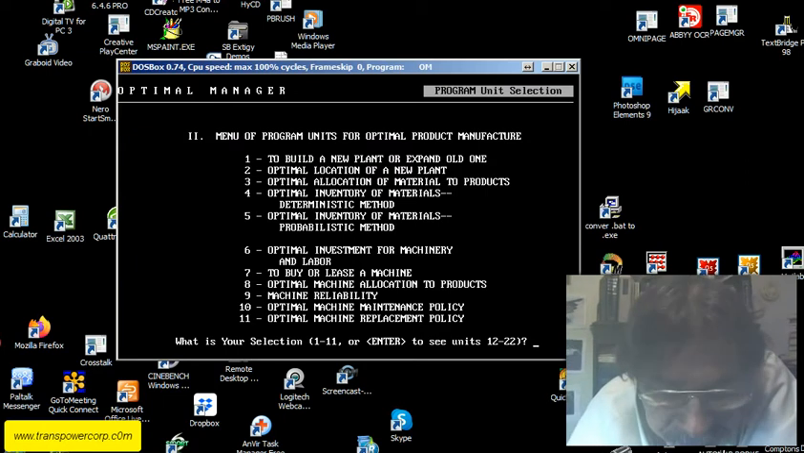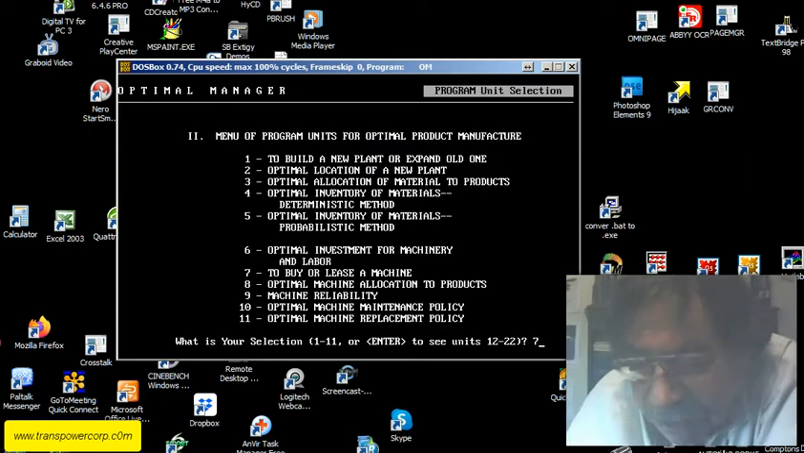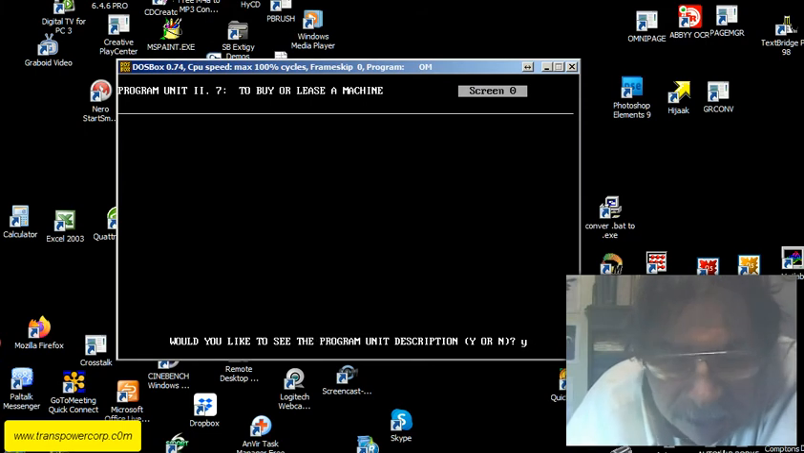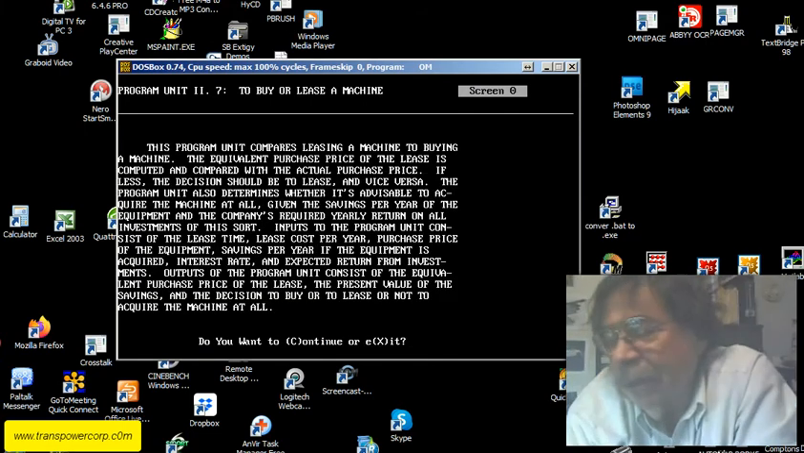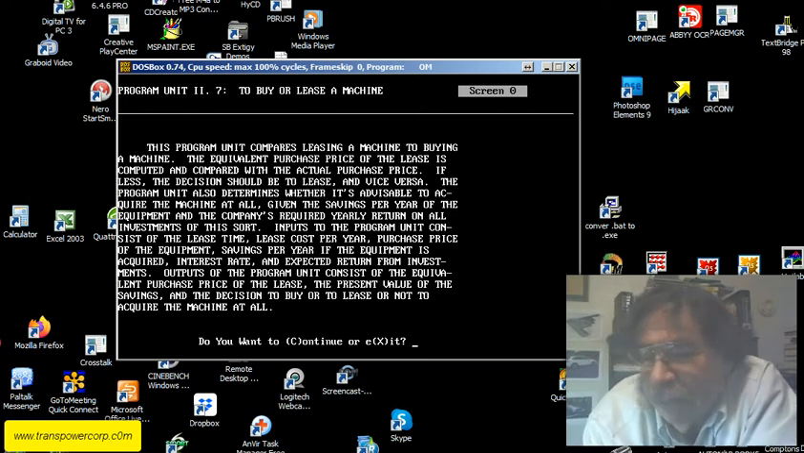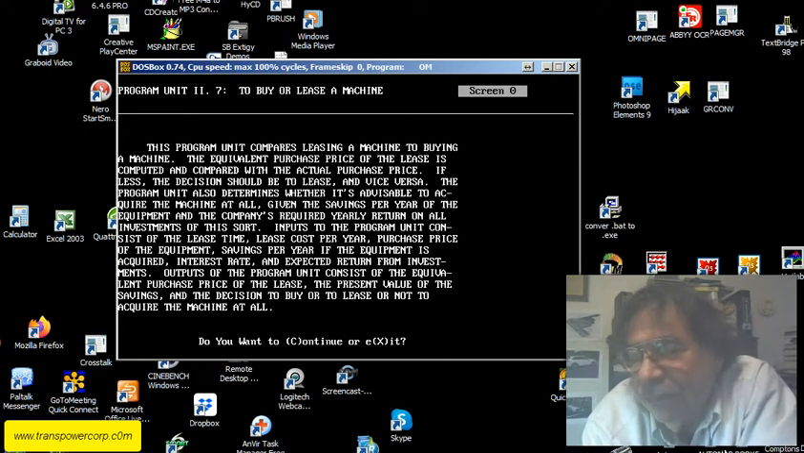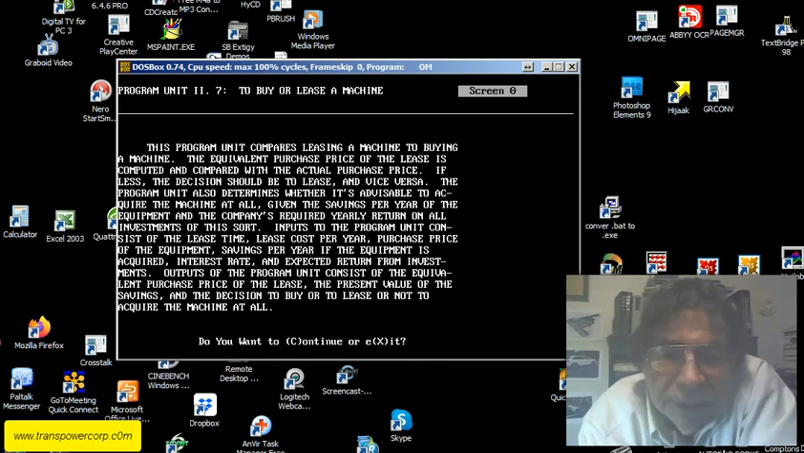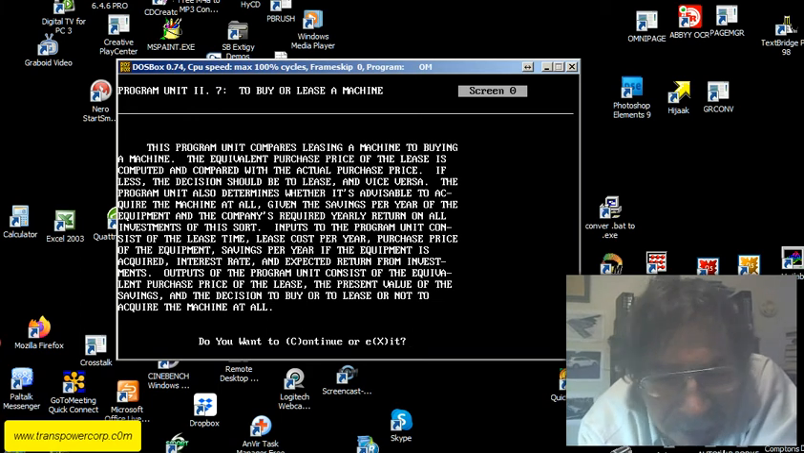Today we're on program unit 7 to buy or lease a machine. I'm going to hit 7. And let's go through the description. By the way, originally this package sold for $495, and it was that way for many, many years, but last year we reduced the price of practically all of Transpower software to $95. You can still get the manual for another $95, but it's not really necessary because, as you can see here, there's the description of the unit inside the program. Alright, so let's read the description here.